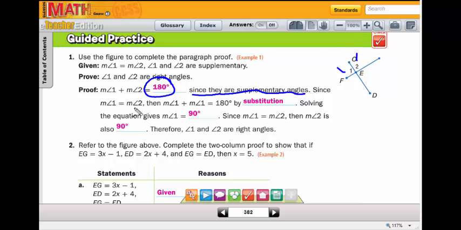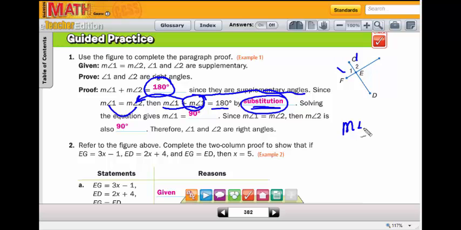Since angle 1 equals angle 2, then in the measure of angle 1 plus the measure of angle 2, we can substitute. Since 1 equals 2, we can substitute the first one in here for 2, because we were told that they're equal to each other. So we have the measure of angle 1 plus the measure of angle 1 is 180 degrees. That's substitution.